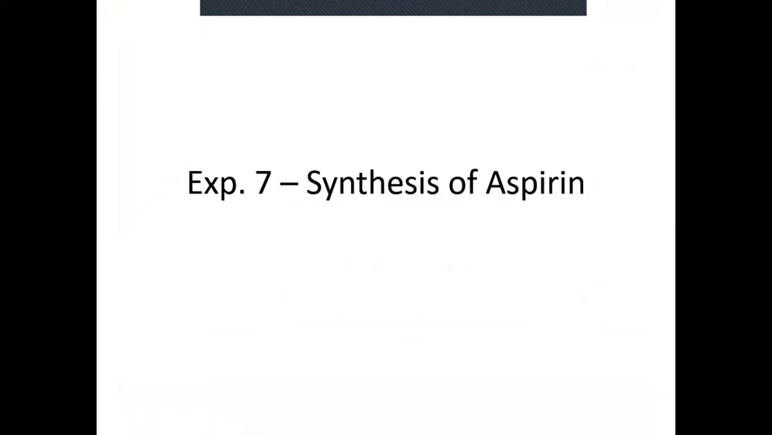So next week, we would have been performing the experiment synthesis of aspirin. So again, for experiment 7 on Blackboard, make sure you do the pre-lab quiz, which is due by 11:30 p.m. this Sunday, and then you will need to do the post-lab questions for experiment 7 when they open this following Monday.